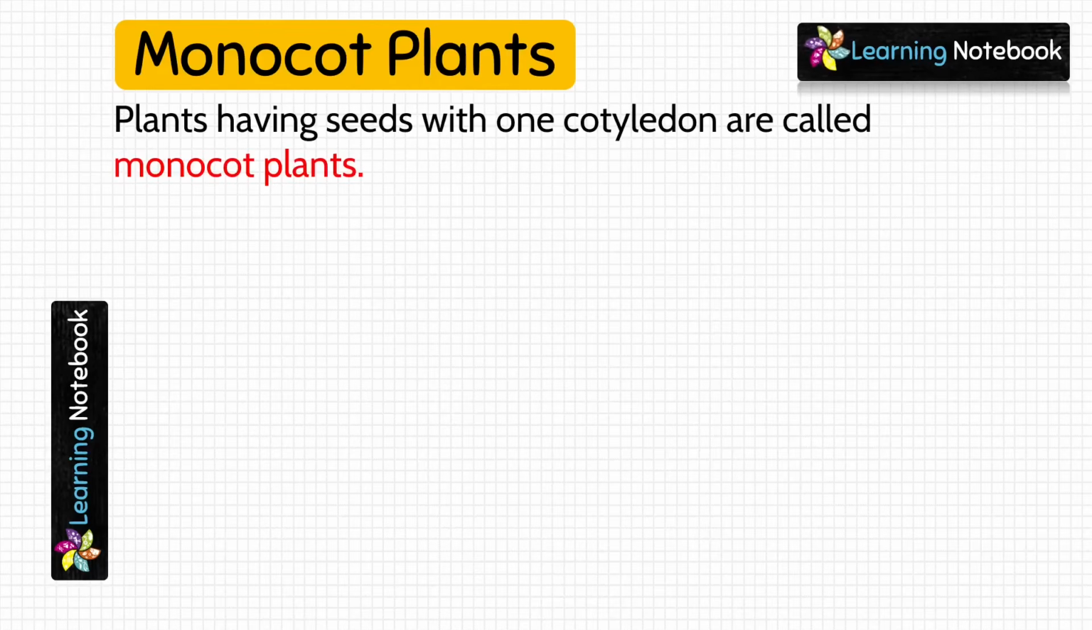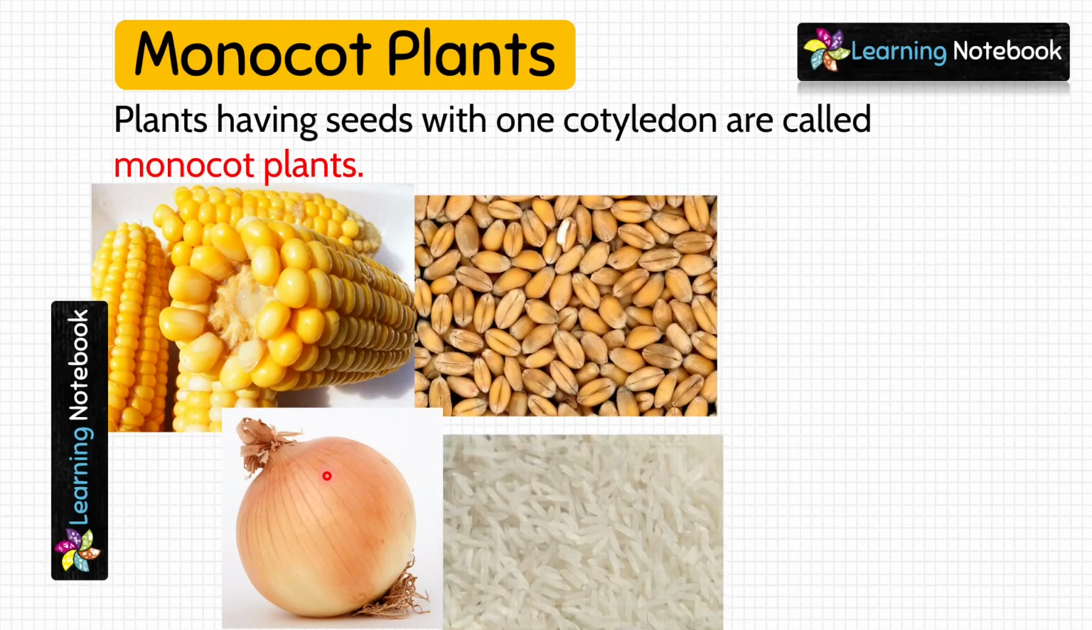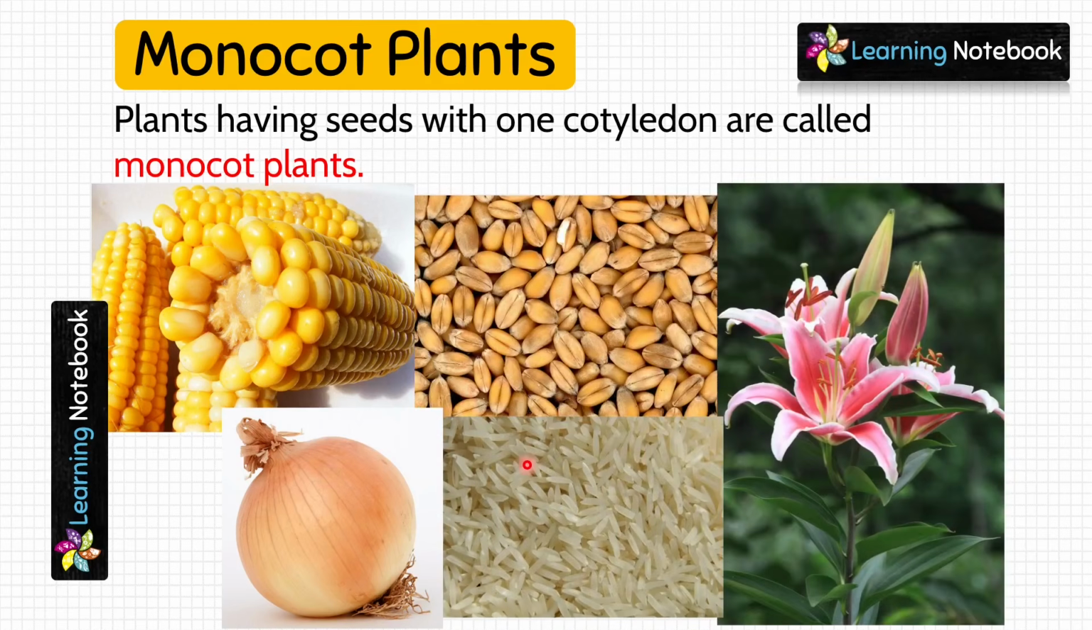So, first let's learn about monocot plants. Plants having seeds with one cotyledon are called monocot plants. Let's see some examples. Maize, onion, wheat, rice and lily. Seeds of all these plants have one cotyledon only, and thus these plants are known as monocot plants.